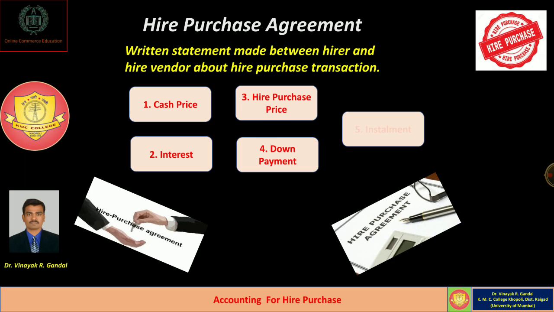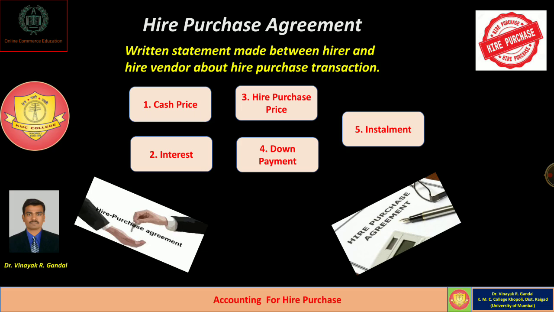Okay. And the fifth content of hire purchase agreement is called installment. The agreement indicates the total number of installments in which the balance amount is payable. Normally the balance amount is equal to the hire purchase price less down payment. The agreement contains the details of the amount and due date of each installment. Each installment amount is made up of a part payment towards cash price plus interest.